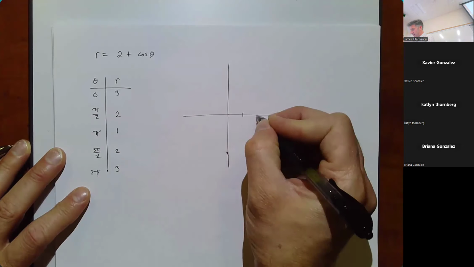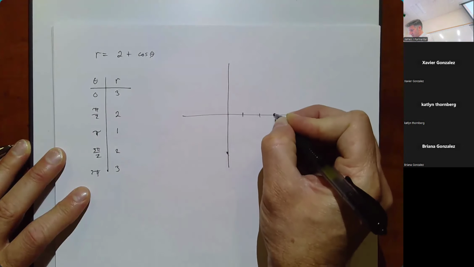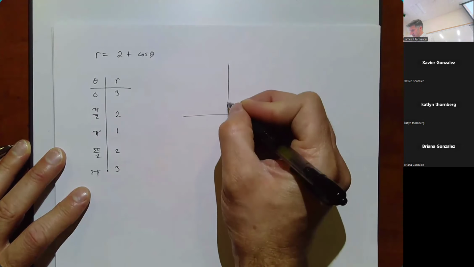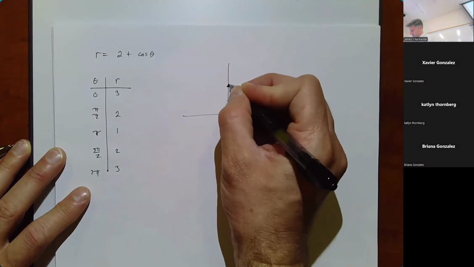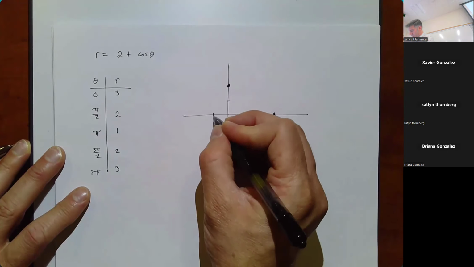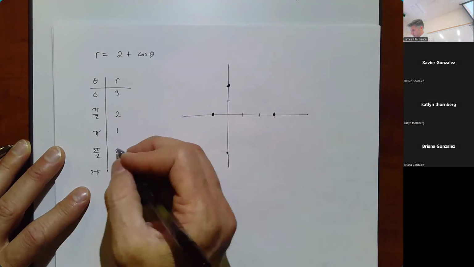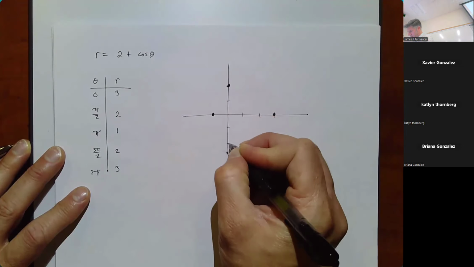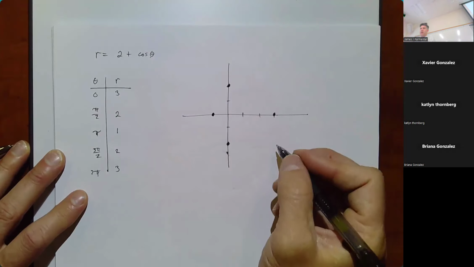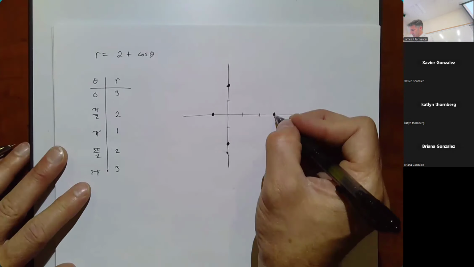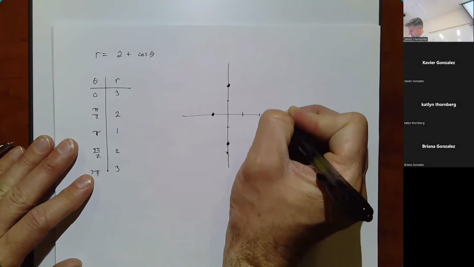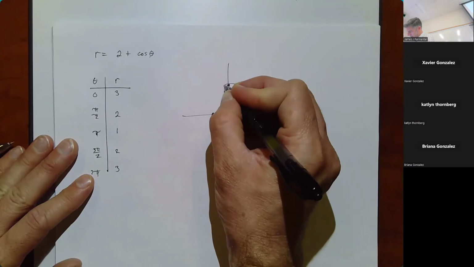When the angle is 0, I get an r value of 3. When the angle is pi over 2, I get an r value of 2. When the angle is pi, I get an r value of 1. When the angle is 3 pi over 2, I get an r value of 2. And then I'm back here. So this kind of looks, I mean, I'm not wonderful at drawing these, this kind of looks like this.